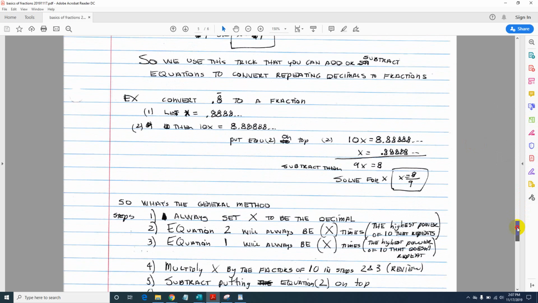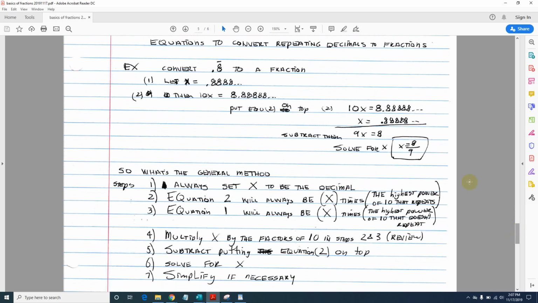Okay? For example, this is the simple one. How do you convert 0.8 repeating to a fraction? You always let x be the repeating decimal, 0.8888888. In this case, you multiply x by 10 to get 8.888888. You put the bigger number on top, the smaller number on the bottom, and you subtract them. 10x minus 1x is 9x, and 8.888 minus 0.888 equals 8. You divide both sides by 9, and that's the answer.